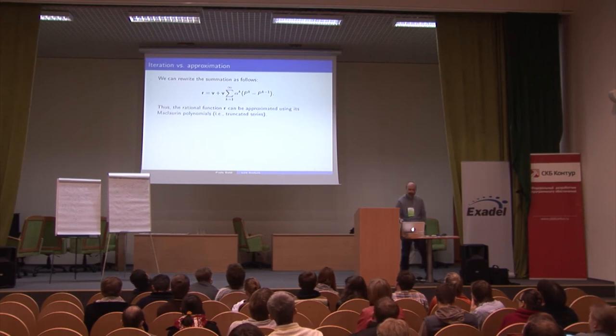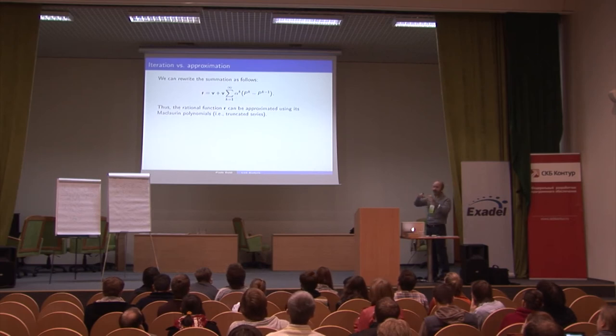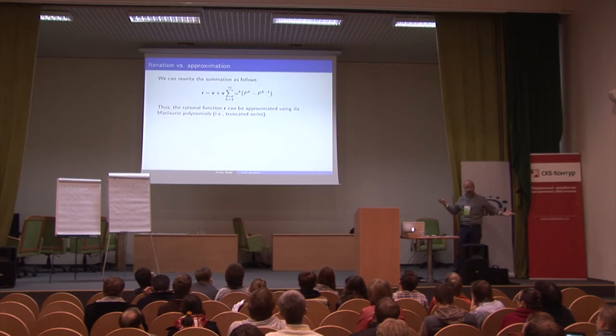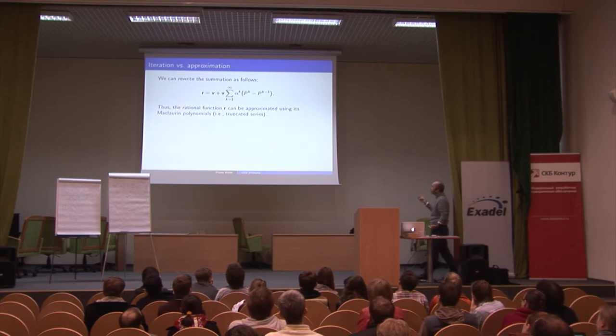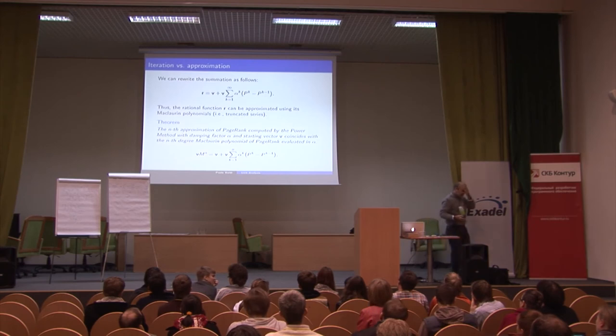Imagine that alpha is not fixed. Imagine that it's only a symbol. So you can see that R is a function of alpha, and this expression here gives directly the coefficients of alpha to the one, alpha to the second, and so on. So it's the Maclaurin series of R as a function of alpha, and you can actually truncate it after a while, obtaining a truncated Maclaurin polynomial. This is a nice result we got some time ago.